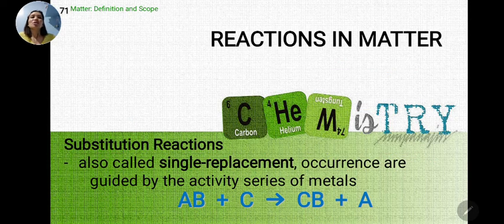Next reaction mechanism in matter is called substitution reaction. It is also called single replacement. It occurs guided by the activity series of metals. So for example, you have AB plus C, you will have CB plus A.